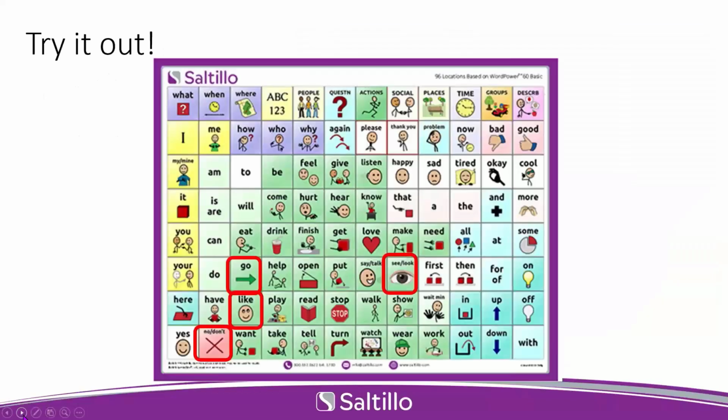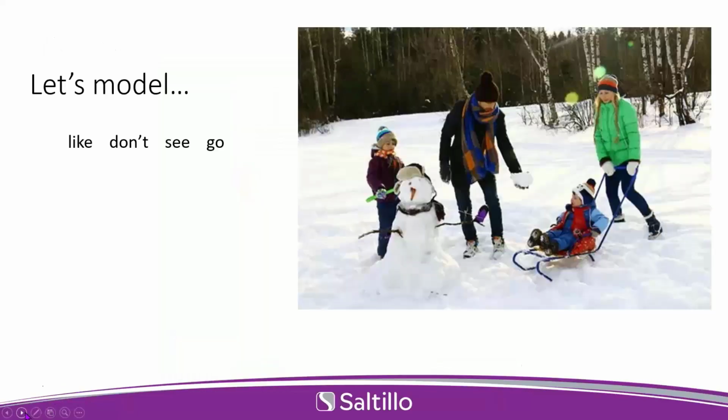Okay, so now that we've looked at the pictures, jotted down some words or some phrases or some things that we might be able to model, now let's find those words on our board. We can practice modeling our scripts while we look at the pictures again. So here we have like, don't, see, and go. If we go back to our pictures, with the words like, don't, see, and go, let's model these again now on our LowTech board. So we have this picture here.